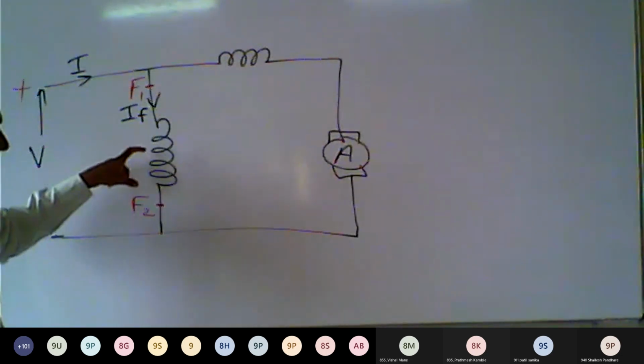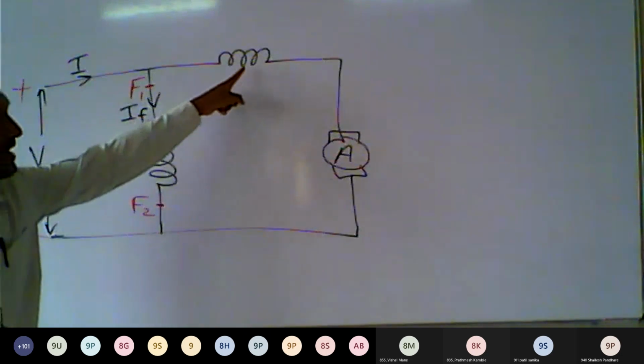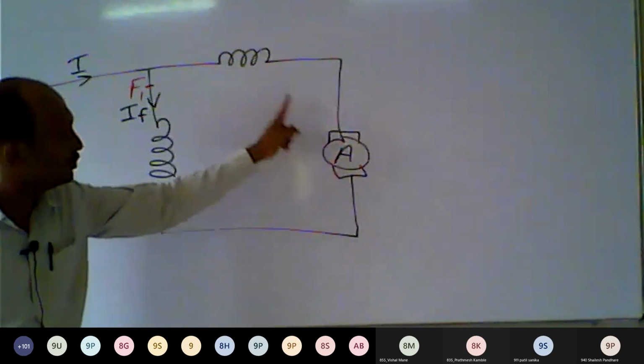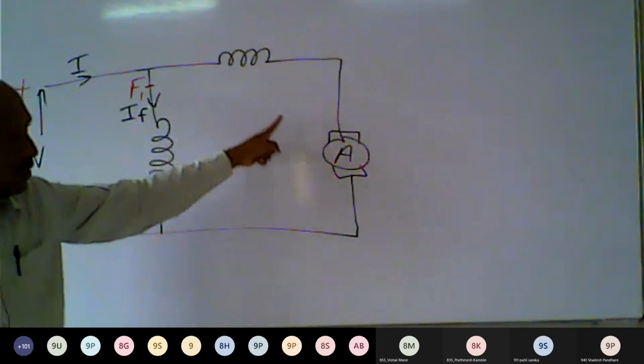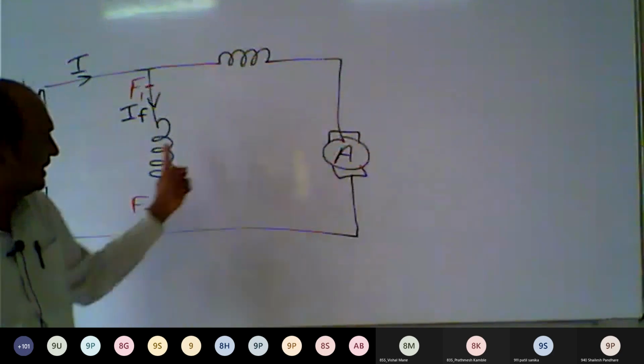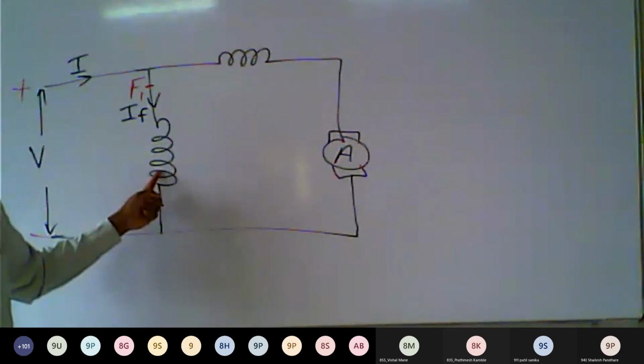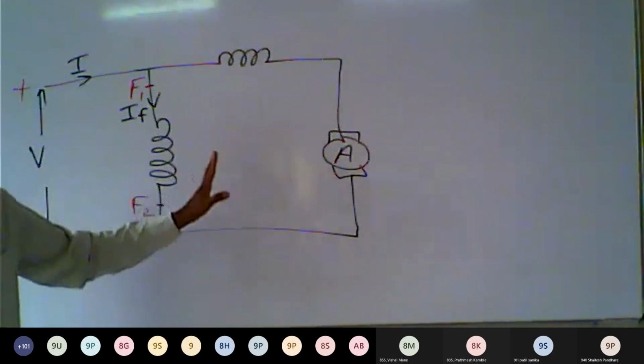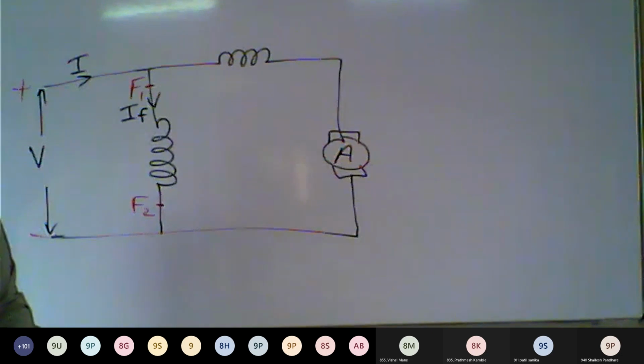Suppose one part is connected in parallel and the other part is connected in series with the armature winding. So this part is connected in series with the armature winding, and this part is connected in parallel with the armature winding. Such a type of motor is called a compound motor.